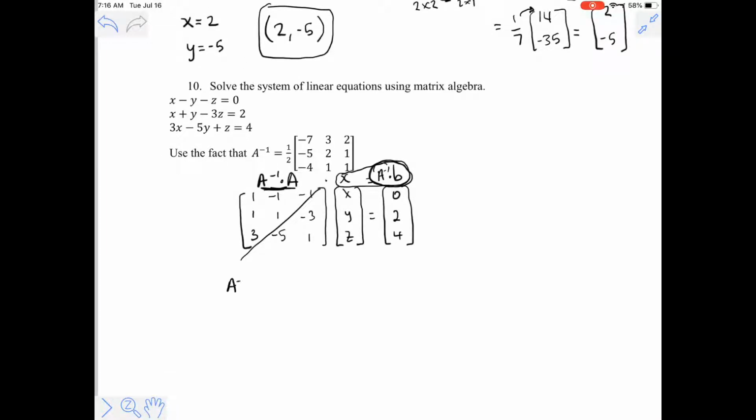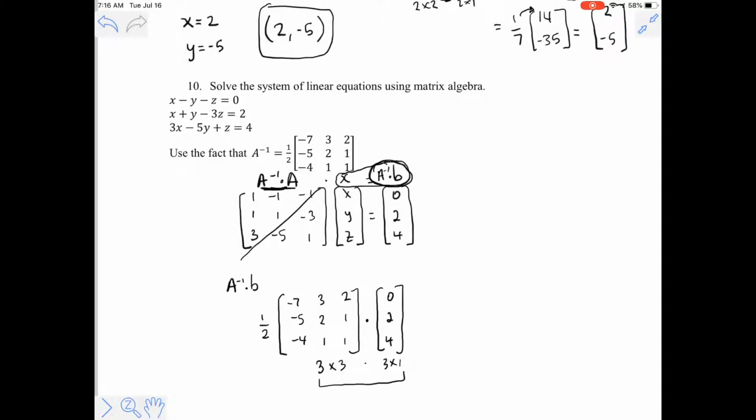I don't need to show that the inverse of A times A is equal to the identity. That's something we already know. So I need to find the inverse of A times B. Here's the inverse of A. This needs to be multiplied by B. So if we have a 3 by 3 and a 3 by 1, that's going to result in a 3 by 1. And I'm going to keep this 1/2 on the outside, multiply it in at the end.